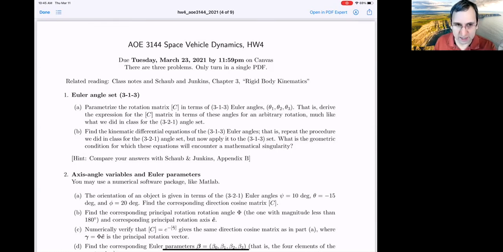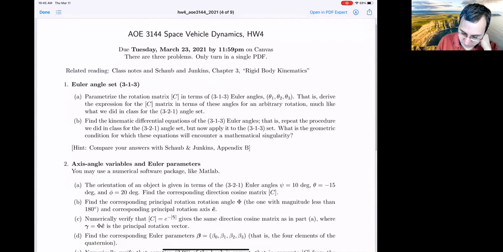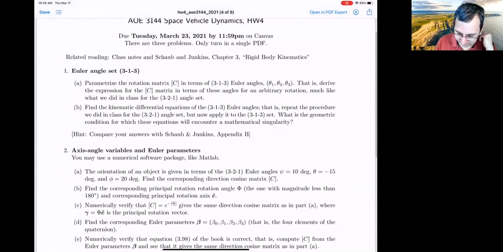I want you to go through the exercise of doing what I did for the 3-2-1 Euler angles, but do it for the 3-1-3. So that means write the rotation matrix C in terms of the Euler angles, theta 1, theta 2, theta 3, like we did in class. And then same thing for the kinematic differential equations for the 3-1-3 Euler angles. And then finally, what is the geometric condition for which these equations will encounter a mathematical singularity? And then, of course, to check your answers, the answers are in Appendix B of the book.